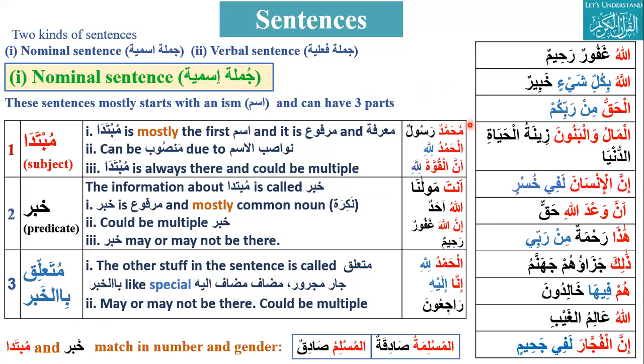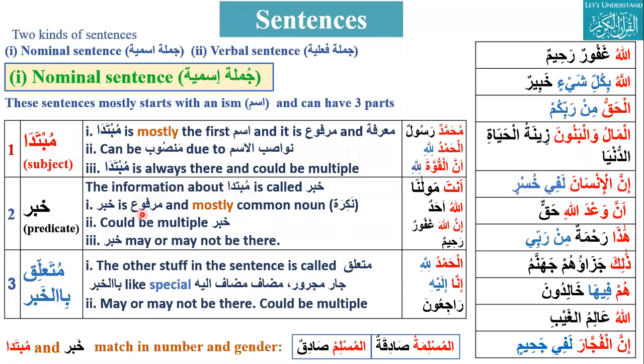There could also be multiple mubtada in a sentence, like the examples we learned: Muhammadun Rasulun. This is a sentence. Muhammad is a messenger. Similarly, Alhamdulillahi, Anna al-Quwwata lillah. Here Quwwata becomes mansoob because of Anna. So this is mubtada. The khabar is the information about mubtada. That is called khabar in Jumla Ismiya.